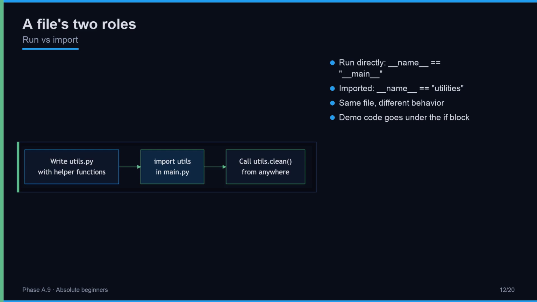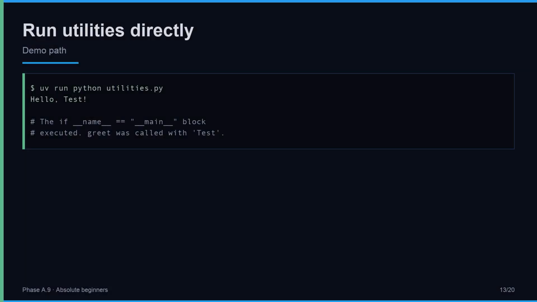When you import utilities from main, Python sets dunder name to utilities. The if block is skipped. Only the function definitions run. The file is quiet. Same file, two roles, decided at runtime by the value of dunder name. That is the whole trick of reusable modules. Two roles, one file.